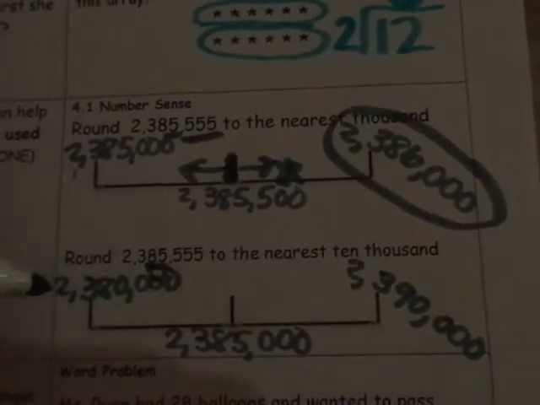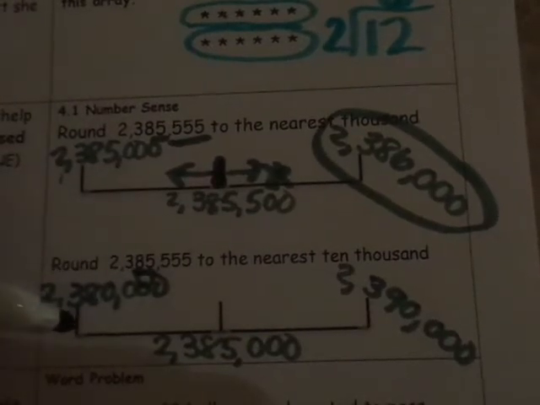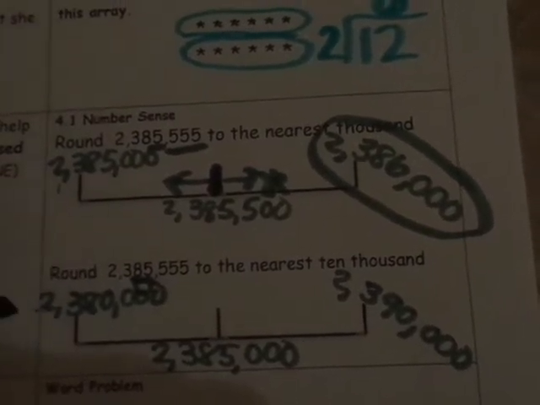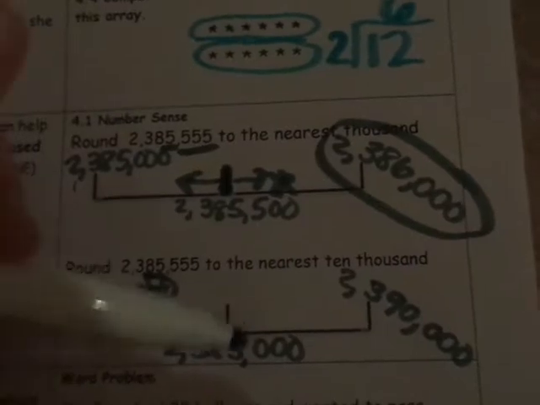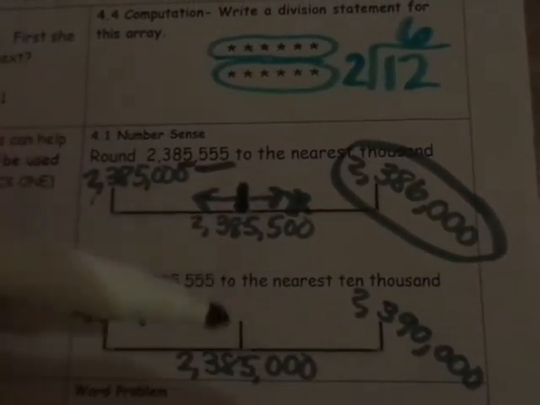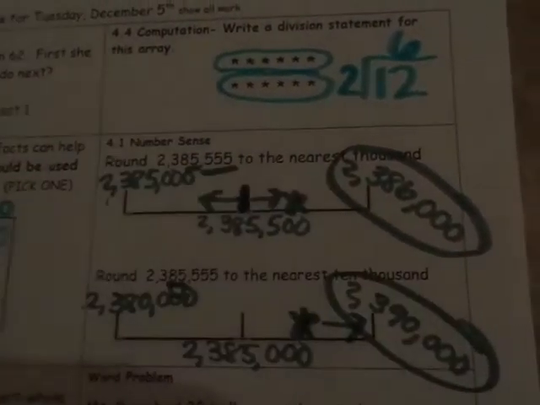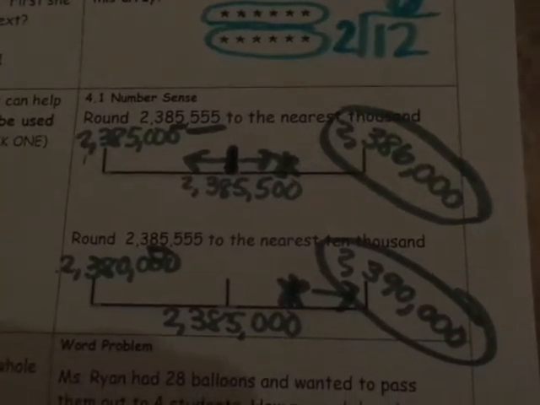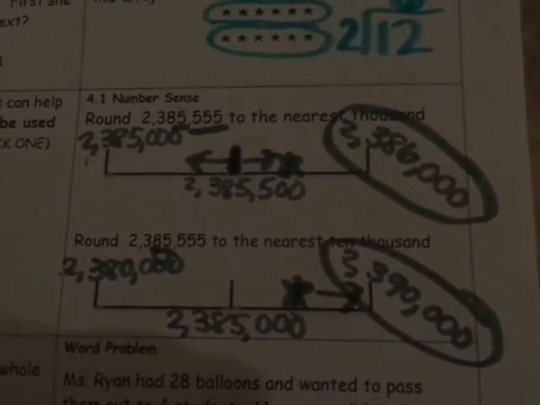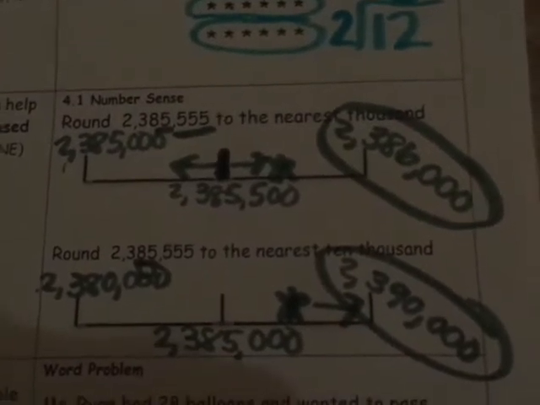So we compare. Is 2,385,555 greater than 2,380,000? Yes. Is it greater than our midpoint, 2,385,000? Yes. So it's going to go right about here, which means it's going to raise the score to 2,390,000. So think about the strategy you use to get that answer and see if it's the same way.